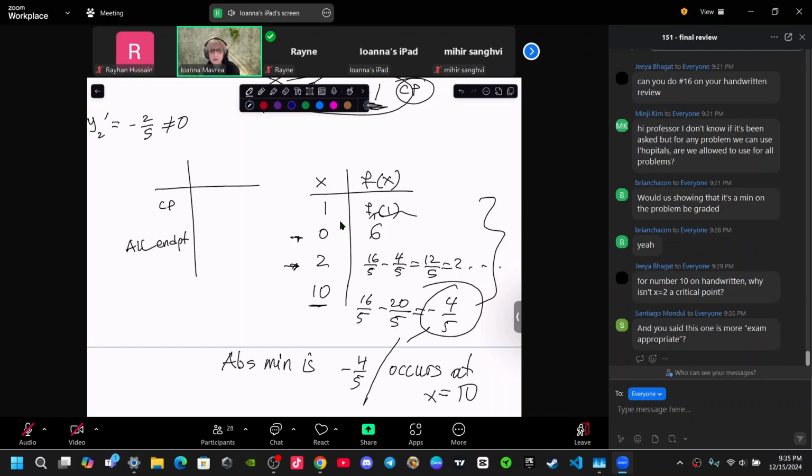Okay. Yeah, so this one's more exam appropriate because it doesn't have the sine and cosine stuff, because they repeat again and again. They become 0. It's a lot more work for a final anyway.